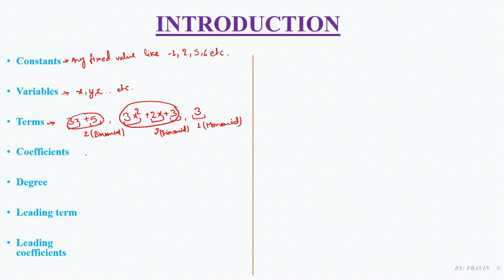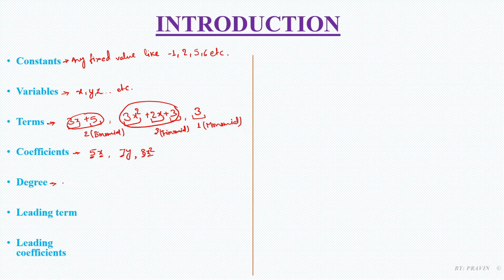Next is coefficients. Say for example you have 5x. So here you already know x is a variable, 5 is a constant. When a constant is multiplied with any variable, that constant will be called the coefficient of the given variable. So here 5 is the coefficient of x. Similarly, if you have 7y, then 7 is a constant and y is a variable, so 7 is being multiplied with y, so this constant will be called the coefficient of y. Similarly, you have 8x square. Here the variable is x square and the constant is 8, which is being multiplied here, so this 8 will be the coefficient of x square.